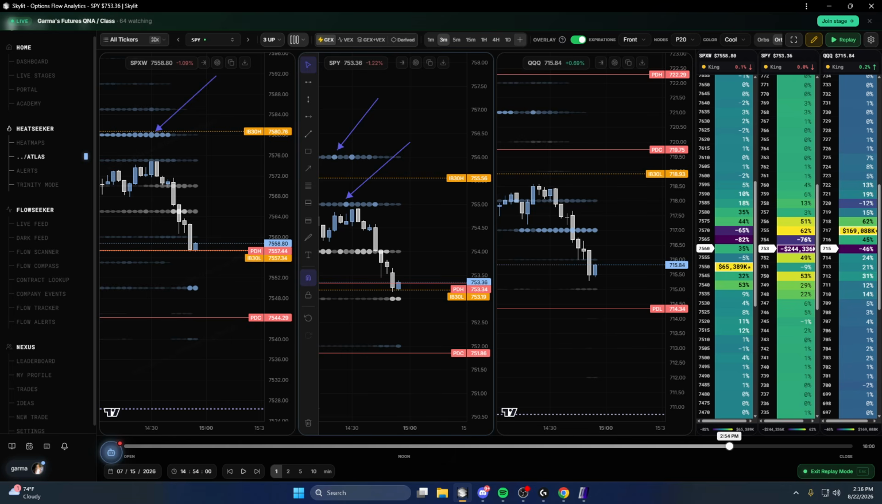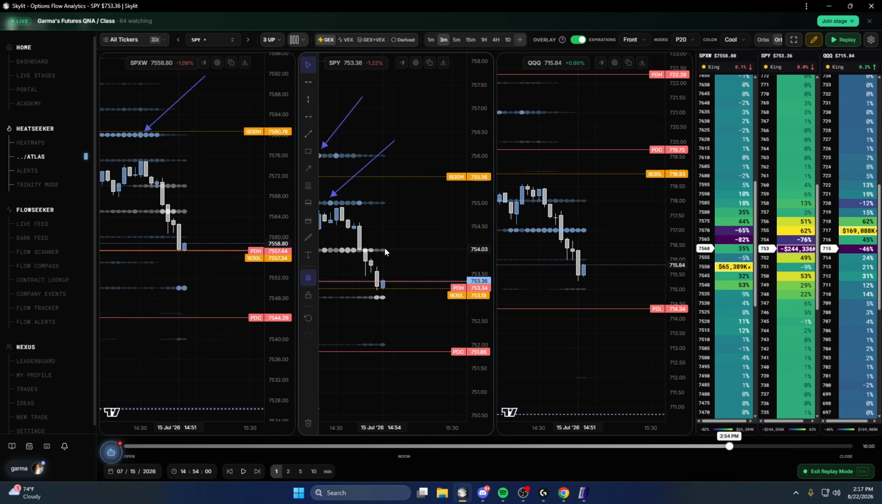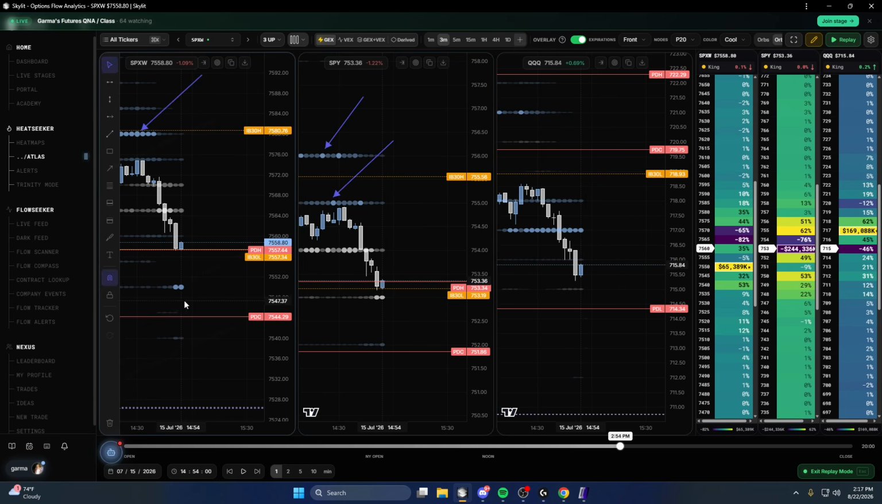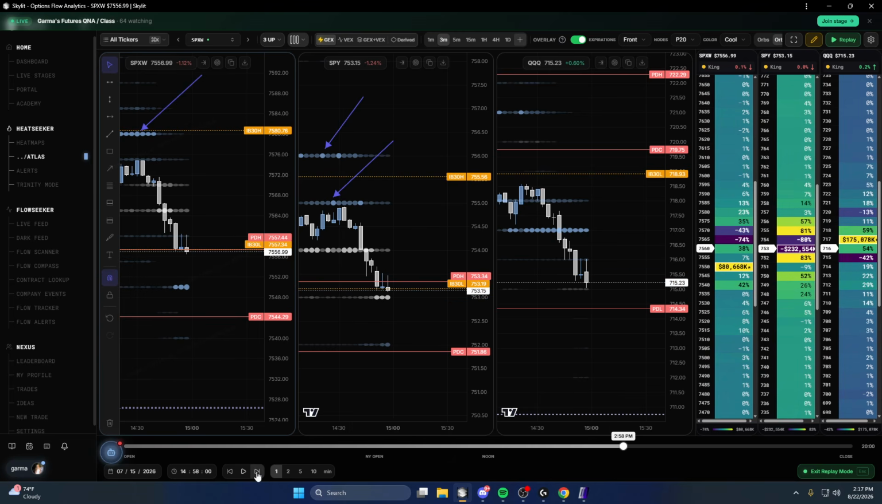Just like not even a candle closure. A wick is enough to say that the IB has been broken. Yeah, I want to see if we get the reversal again. I want to see if SPX gets to the 7550 here, and then they try to bounce it back up.